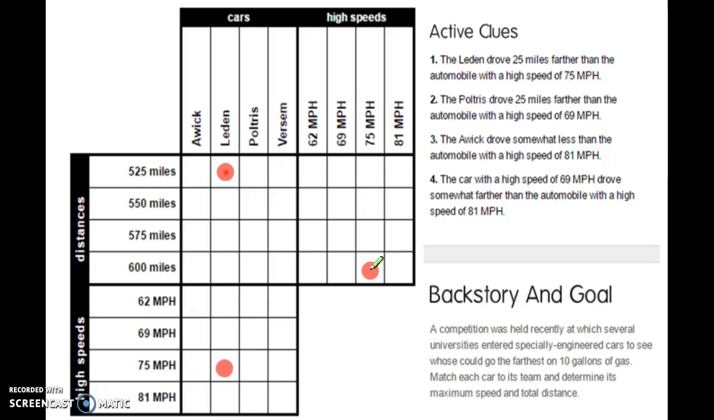Clue 2. The Poultice drove 25 miles farther than the automobile with a high speed of 69. That tells us that the Poultice cannot be 525, because it cannot be the minimum distance, because the Poultice drove further than something else. The Poultice is definitely not the same car as the one that drove 69, so that's that one. And the car that reached 69 miles per hour cannot be the car that drove 600 miles, because again the Poultice drove further than it.